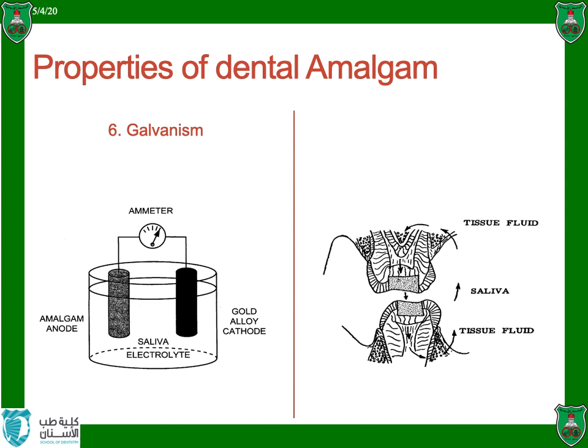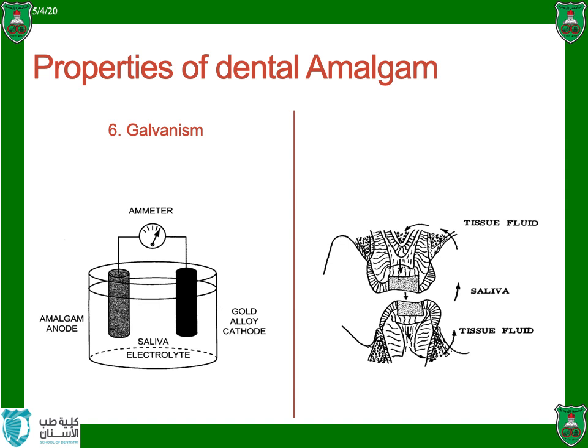Now, if you remember from your physics in high school, we have something called a galvanic cell. A galvanic cell is the production of electrical current from a chemical reaction. For example, the amalgam will act like an anode, and the gold alloy will work like a cathode. One will give electrons and the other material will take them, and this will make movement of the electrons between the materials. This is what we refer to as galvanism.